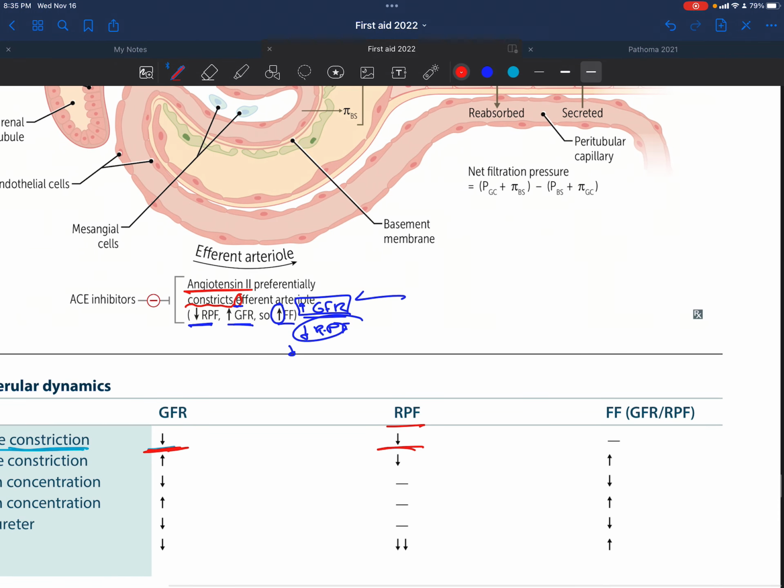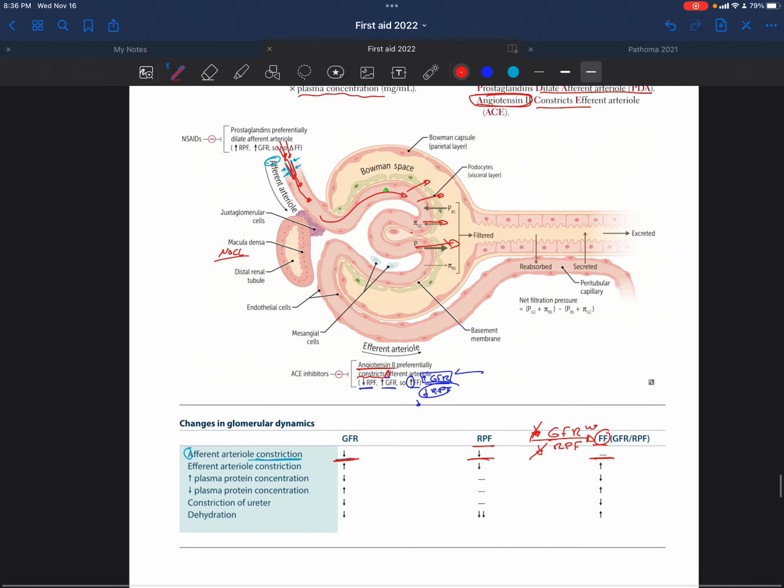But for the filtration fraction, there's actually no change because it's GFR over renal plasma flow, and both the GFR and the renal plasma flow are decreased. So a decrease with a decrease actually doesn't make any difference. So there is no change in the filtration fraction.